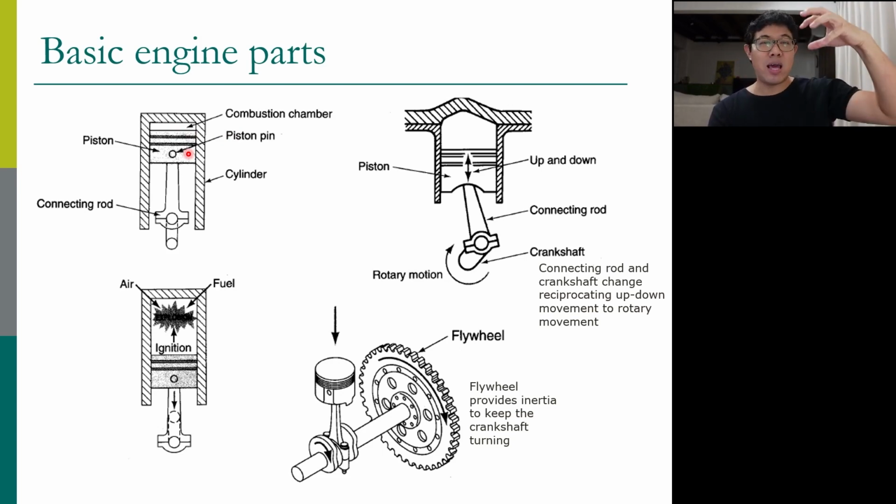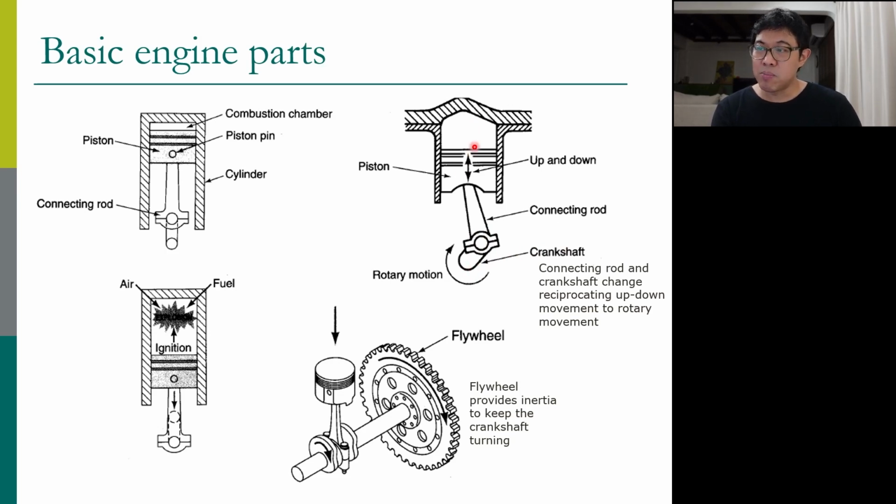Now that linear movement is difficult to use. Therefore, we want to transform that up and down movement into rotational movement. Therefore the piston has to be connected with this connecting rod, and that connecting rod is connected to this crankshaft, which is basically the engine shaft, the main shaft of the engine. This is a bearing, so this can rotate.